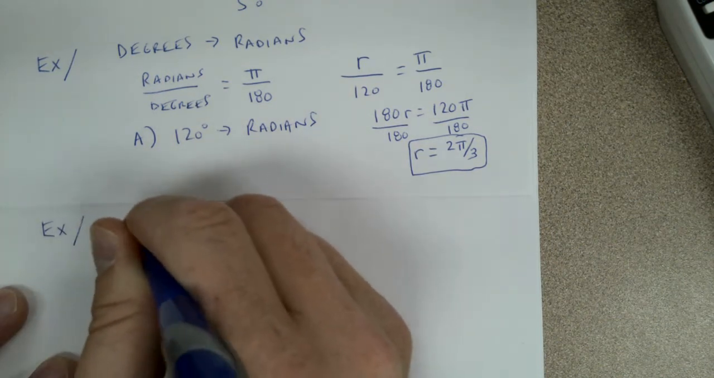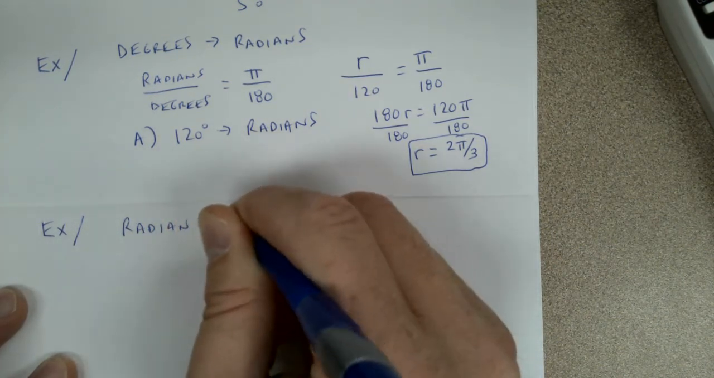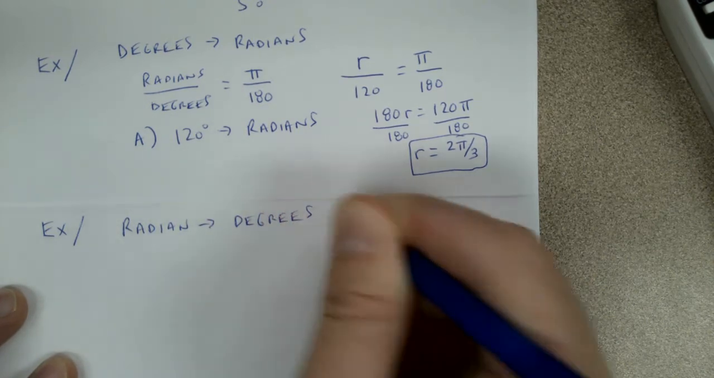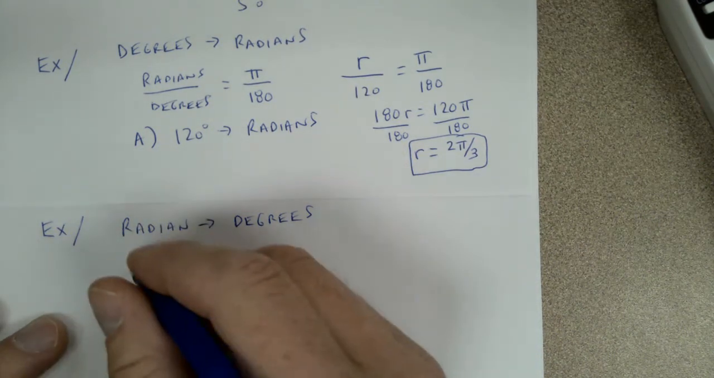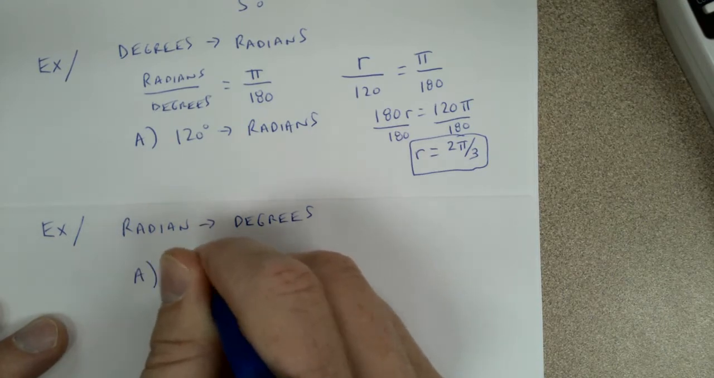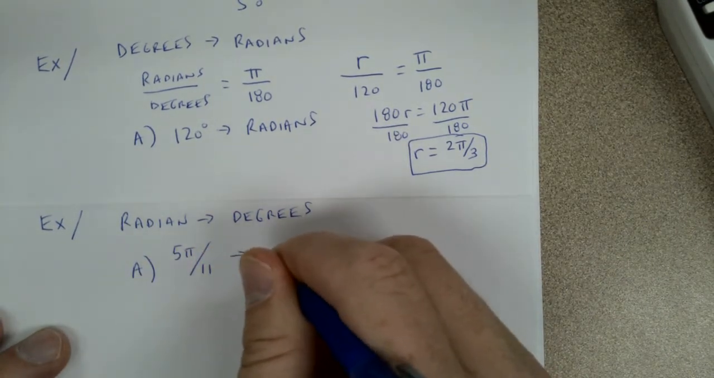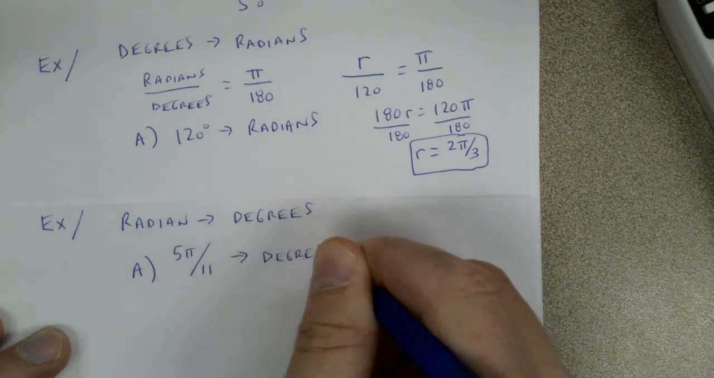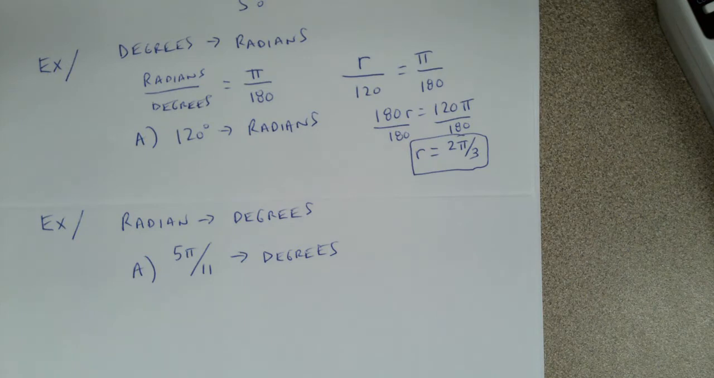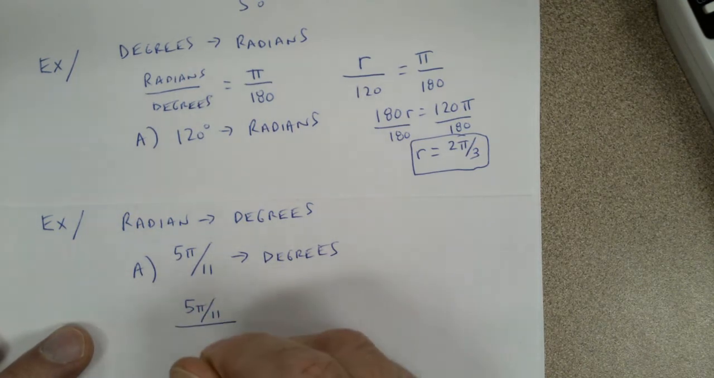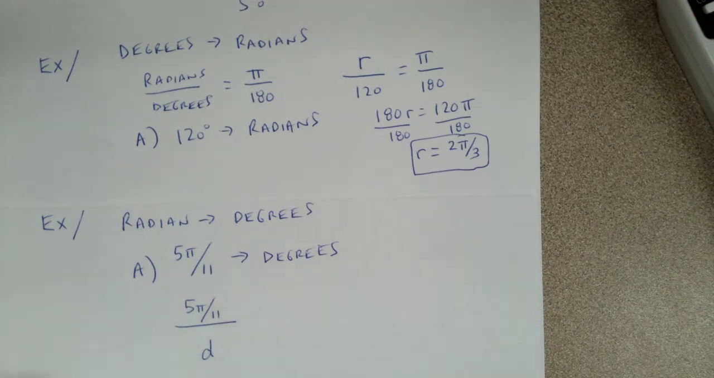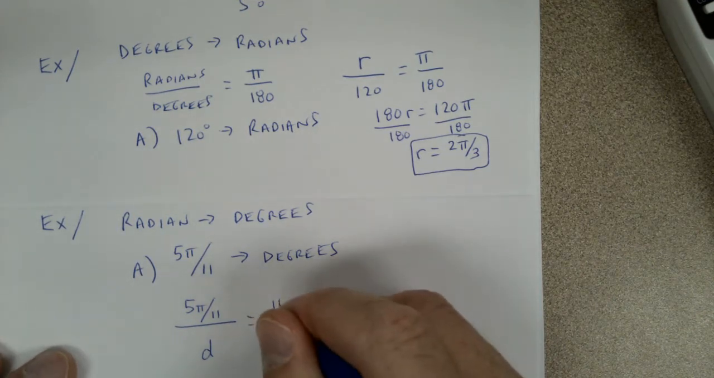Let's do one where we're going from radians to degrees. So let's say I give you 5 pi 11ths, and we want to put that in degrees. Pretty similar to what we just did, but now we're going to put the radians on top. So we've got 5 pi 11ths over the degrees, which is D. Conversion is pi over 180.